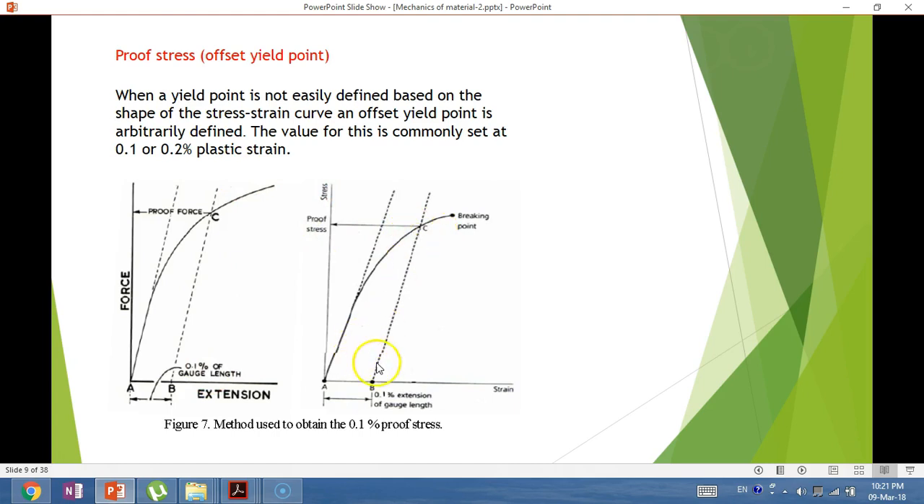So here I'm taking the parallel, intersecting the curve at point C. This is the proof stress, which is equivalent to what we can call the offset yield point.